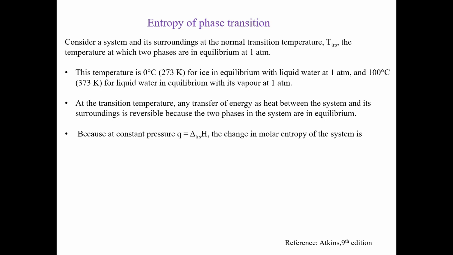Consider a system and its surroundings at the normal transition temperature, T transition, the temperature at which two phases are in equilibrium at 1 atm. The temperature is 0 degrees Celsius for ice in equilibrium with liquid water at 1 atm, and 100 degrees Celsius for liquid water in equilibrium with its vapor at 1 atm. At the transition temperature, any transfer of energy as heat between the system and its surroundings is reversible because the two phases in the system are in equilibrium.